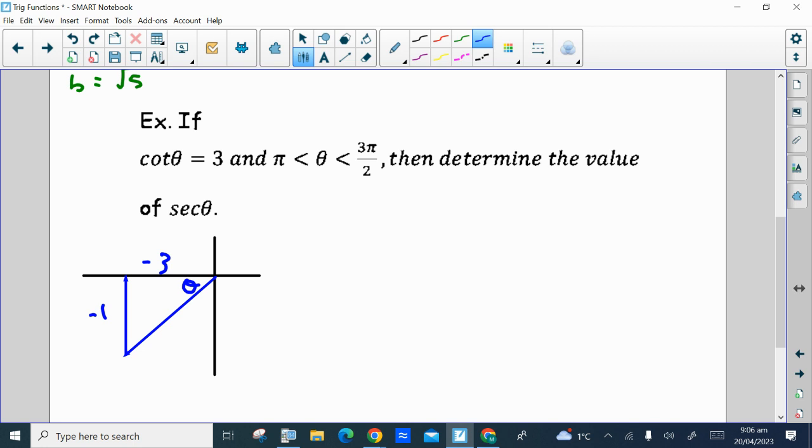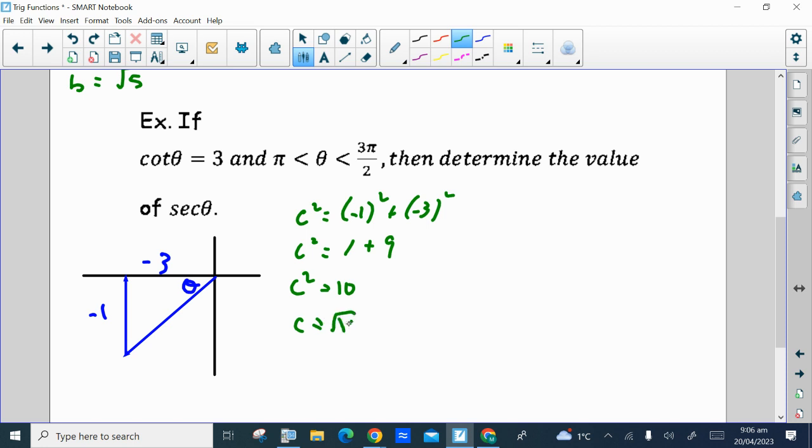Again, we want the secant, which is a reciprocal of the cosine. To find cosine, we need to know the length of the hypotenuse. So that's where we'll start. So we'll get 1 plus 9, which is 10, and c will equal root 10. And the hypotenuse is always positive because it's always on an angle. Again, this is so that the CAST rule works.